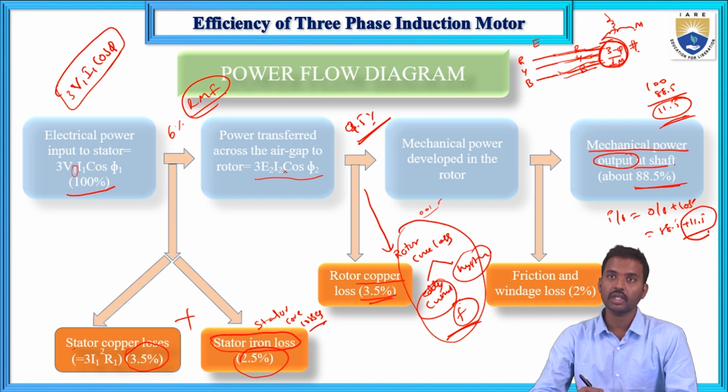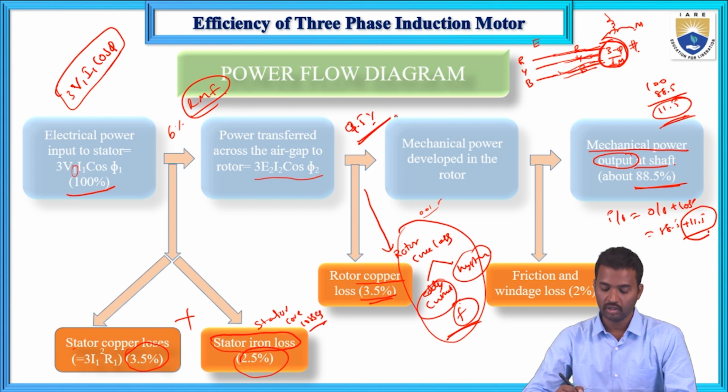The RMF cuts the rotor conductor and EMF will be developed in the rotor conductor. There is a closed path, so current flows in the rotor bars and sets up a flux. That flux and the rotating magnetic field, because of Faraday's law of electromagnetic induction, generate torque, and mechanical energy will be developed. So the mechanical power is developed in the rotor conductors only.